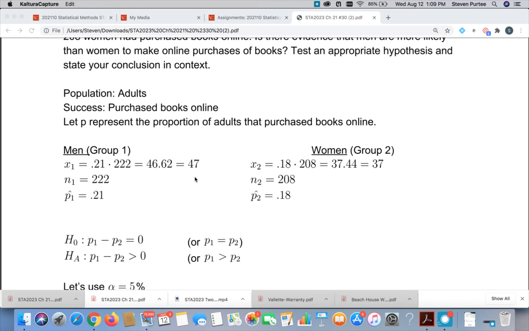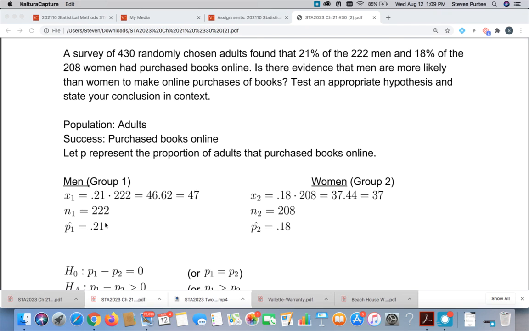Here are our groups. We have our sample for men and our sample for women. 21% of the sampled men bought books out of 222. So X, our number of successes, P hat times N is this number, and X must be a whole number, so we round that to 47. Similarly for women, 18% out of 208. So the number of women in the sample must have been 37. Remember, X must be a whole number.